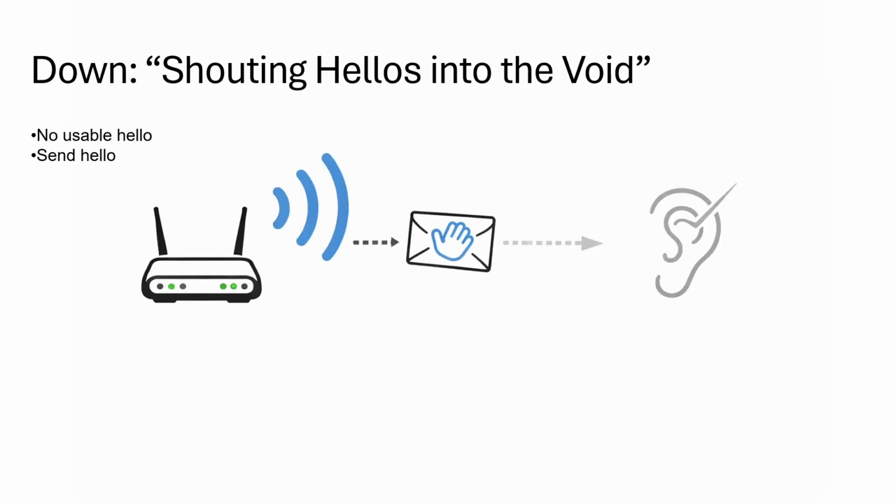State 1, down. No relationship exists, meaning that you either haven't heard anything from the other router or you did previously but now you've lost contact. This is the default nothing is happening state. Packets involved: you may be sending hellos but you haven't received a usable hello from them yet. So down is basically I'm shouting hellos into the void.